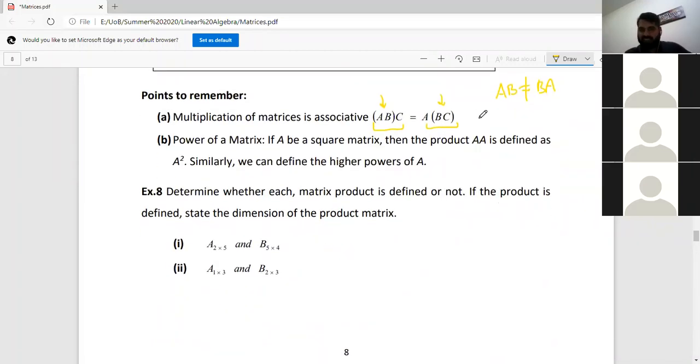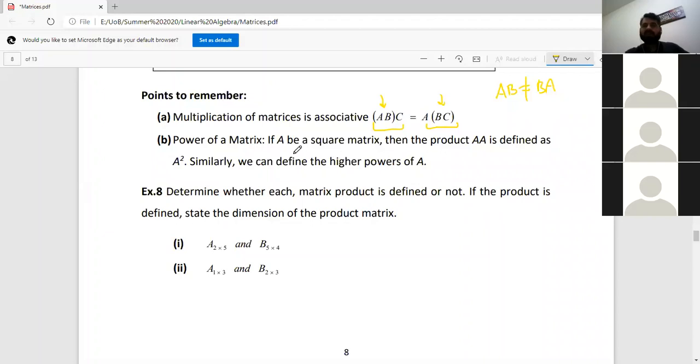Here in the associative property, we are not changing their position. You see, ABC are in the same order, ABC. We are only changing who will go first. AB should be multiplied first, or BC should be multiplied first. Nothing will happen. It will remain the same.